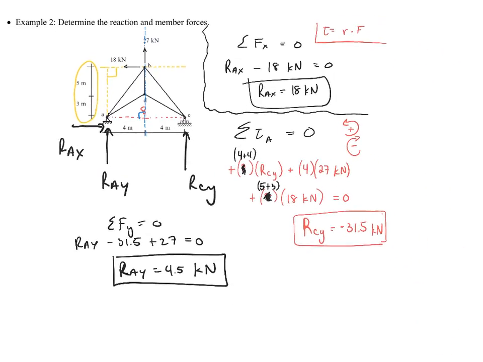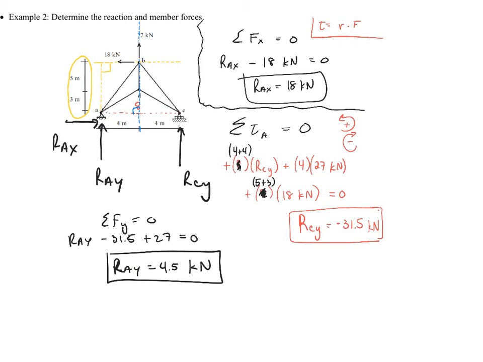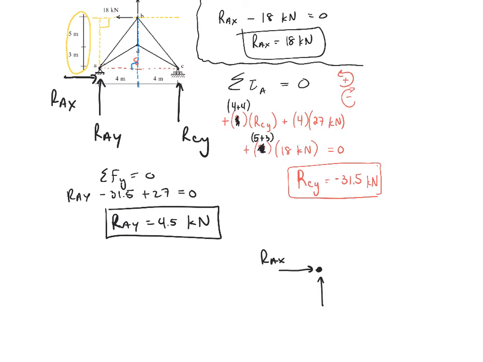So when we're looking at the nodes, let's start at node A. At node A, we've got RAX, which we know. We've got RAY, which we also know. We know that we have this force acting and this force acting. Okay, where are those members coming from? Well, this is the force acting on node A from node D. And this is the force acting on node A from node B.